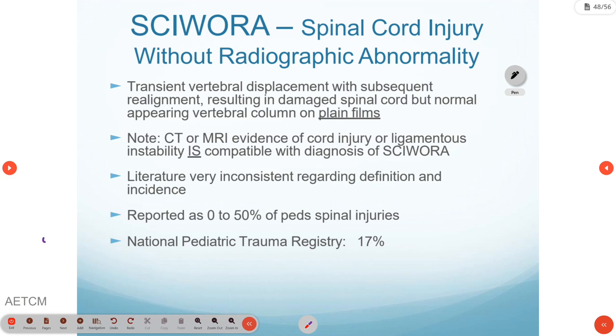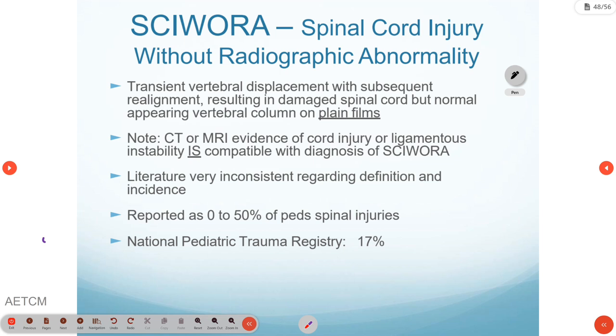You won't be able to visualize any vertebral displacements, but that had happened transiently and had affected your spinal cord. So the spinal cord has been injured, but when you look at the X-ray, it will be normal. So those cases are included in SCIWORA.